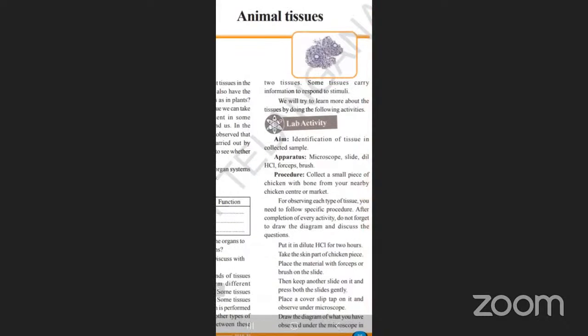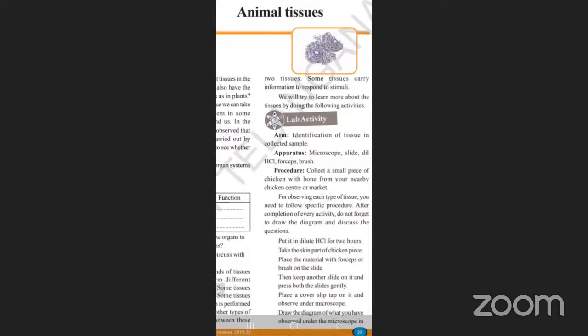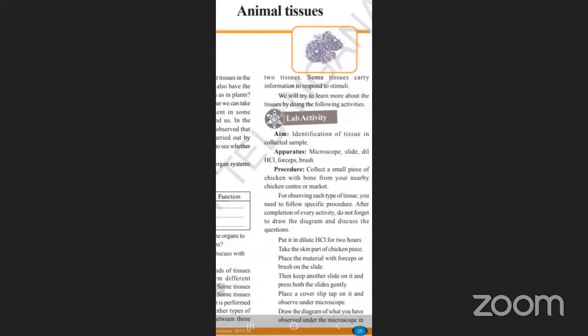What about apparatus? Microscope, slide, forceps, and brush. If you write materials required separately, the dilute HCl and so on will come under materials required. But here there is only one heading, so dilute HCl is also written in apparatus. Microscope, slide, dilute HCl, forceps, brush.